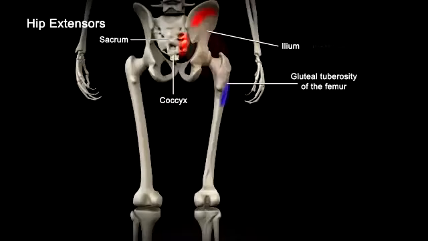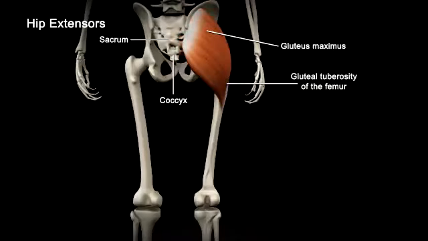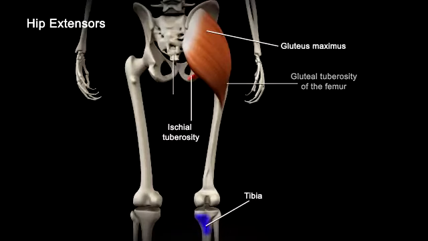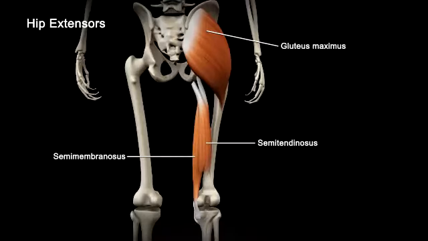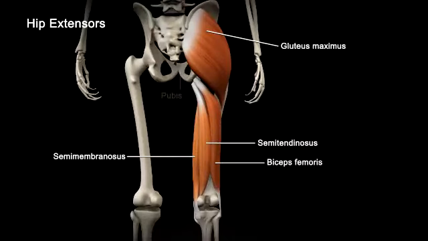The gluteus maximus is a large, superficial muscle of the buttock region. It is a powerful extensor of the thigh. The hamstring muscles, the semimembranosus, semitendinosus, and the biceps femoris are all hip extensors. They all originate at the ischial tuberosity and insert on the tibia.